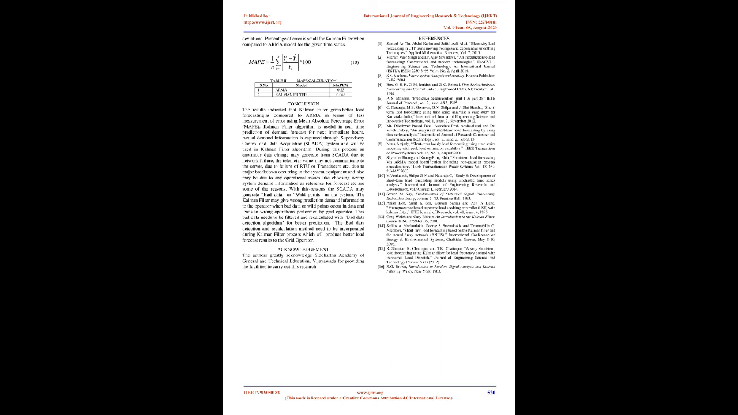The Kalman filter may give wrong predicted demand information to the operator when bad data or wild points occur in the data and lead to wrong operations performed by the grid operator. This bad data needs to be filtered and recalculated with a bad data detection algorithm for better prediction. The bad data detection and recalculation method needs to be incorporated during the Kalman filter process, which will produce better load forecast results for the grid operator.